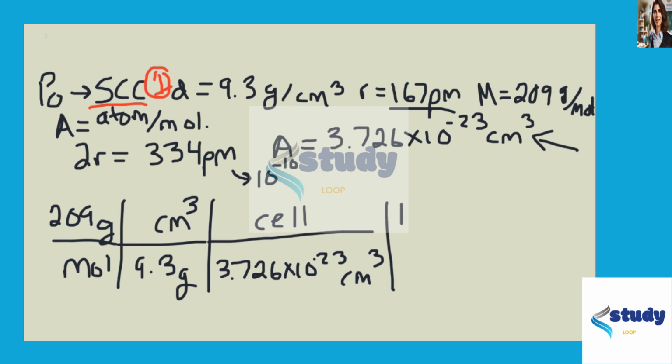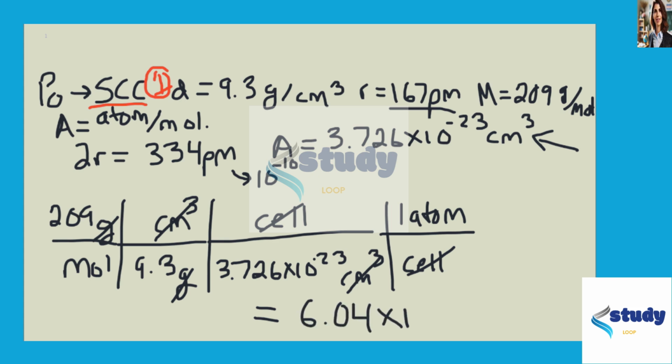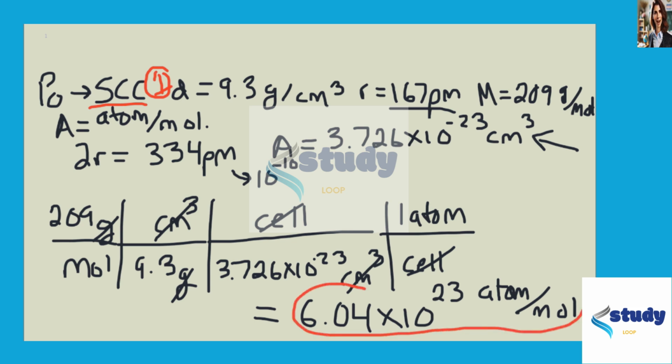And we know, this is just a formality at this point, that since we have one atom per cell, we cancel out the units that we have set up here. We are now in terms of atoms per mole. And lo and behold, if we calculate this through, we get 6.04 times 10 to the 23rd atoms per mole, which is very, very close to the 6.022 times 10 to the 23rd that we're all very familiar with.